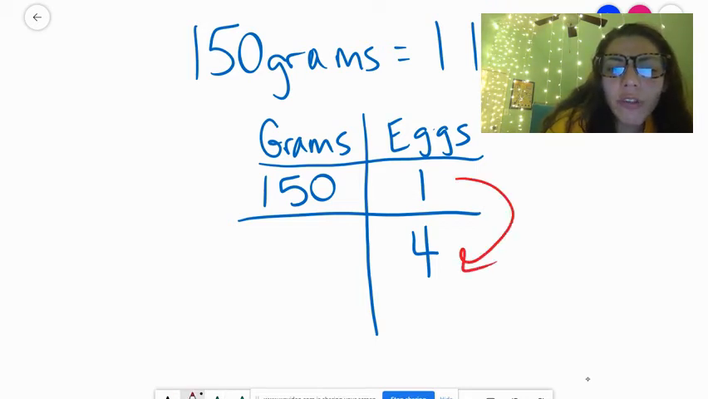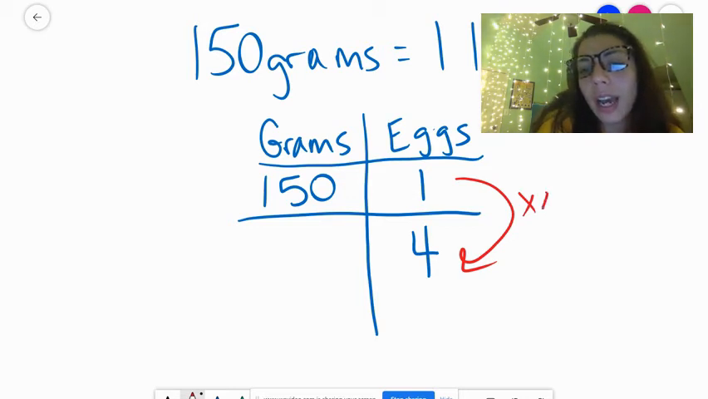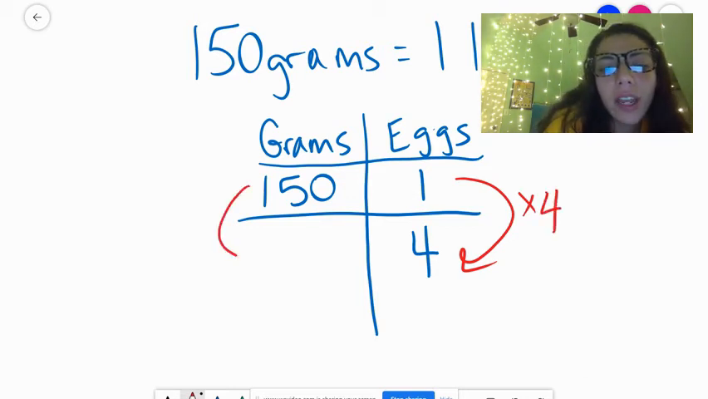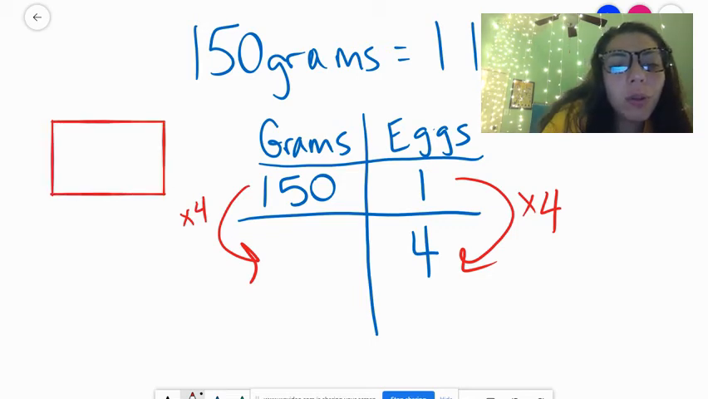So in order to go from 1 to 4, we would have to multiply. And we would do 1 times 4. Then over here, we got to do the same thing. 150 times 4. Well, let's break it apart. 150 times 4. Now you remember how to do this in elementary school. We're going to put our 4 right there, and we're going to put 100 right there.